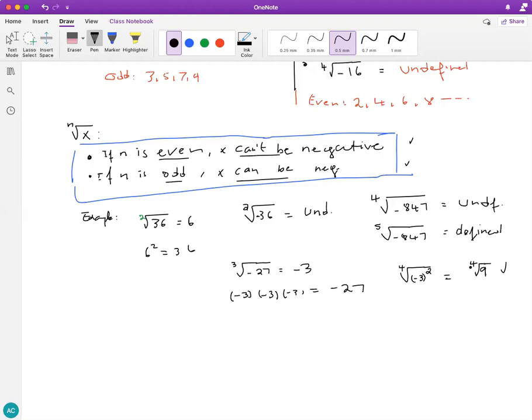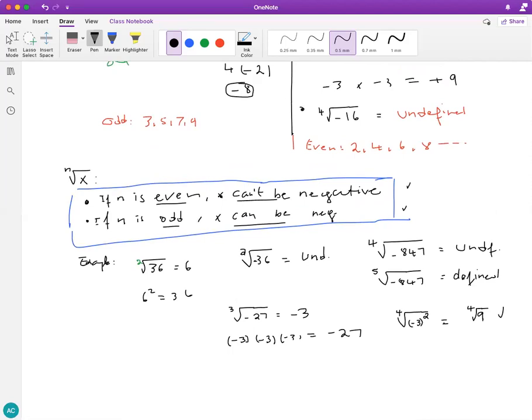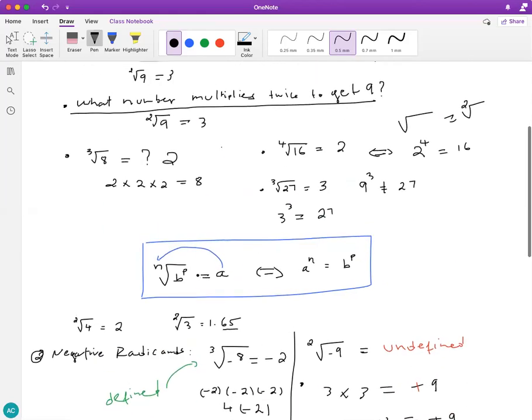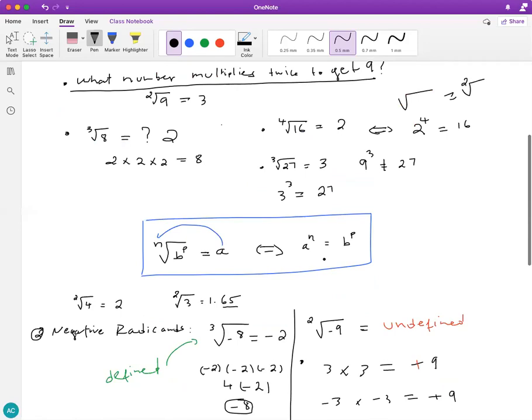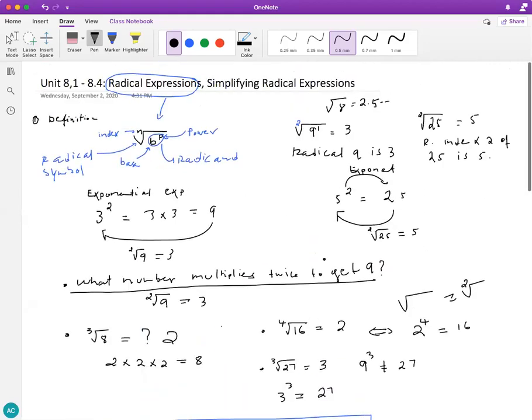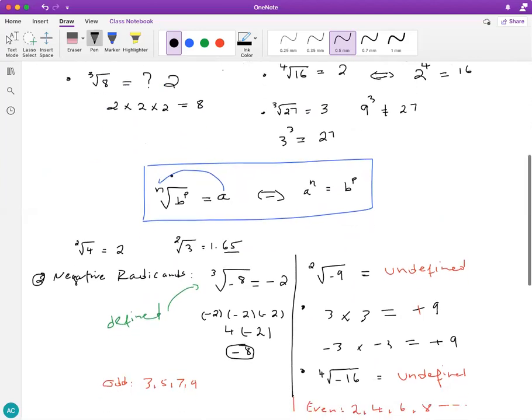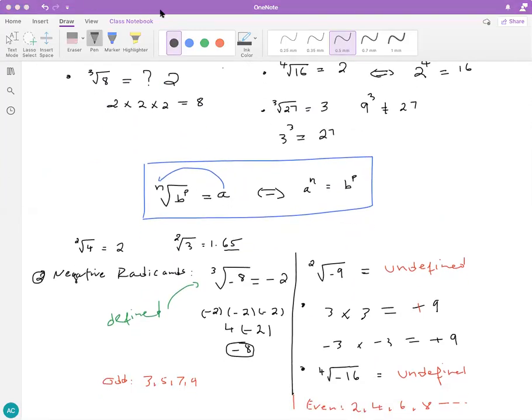And this exists. You would usually need a calculator to find this value. What number multiplies by itself 4 times to get 9? That number is probably 1 point something. So this would require a calculator. Okay, so keep these in mind. Basically, radicals are just the opposite of exponents. We can turn any radical into an exponential form, and then we can evaluate it or simplify it. Now we'll see how to simplify some more radicals.